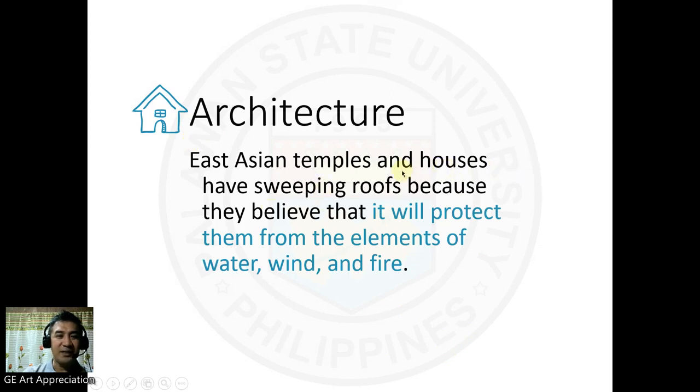East Asian temples and houses have sweeping roofs because they believe that it will protect them from the elements of water, wind, and fire. Okay? So, di ba, sabi ko nga sa inyo kanina, tayong mga Asian, especially Chinese, they firmly believe in the feng shui. Okay? At doon nila tinitignan sa apat na anggulo na yon: the water, the earth, the wind, and the fire. Sa four elements na yan.